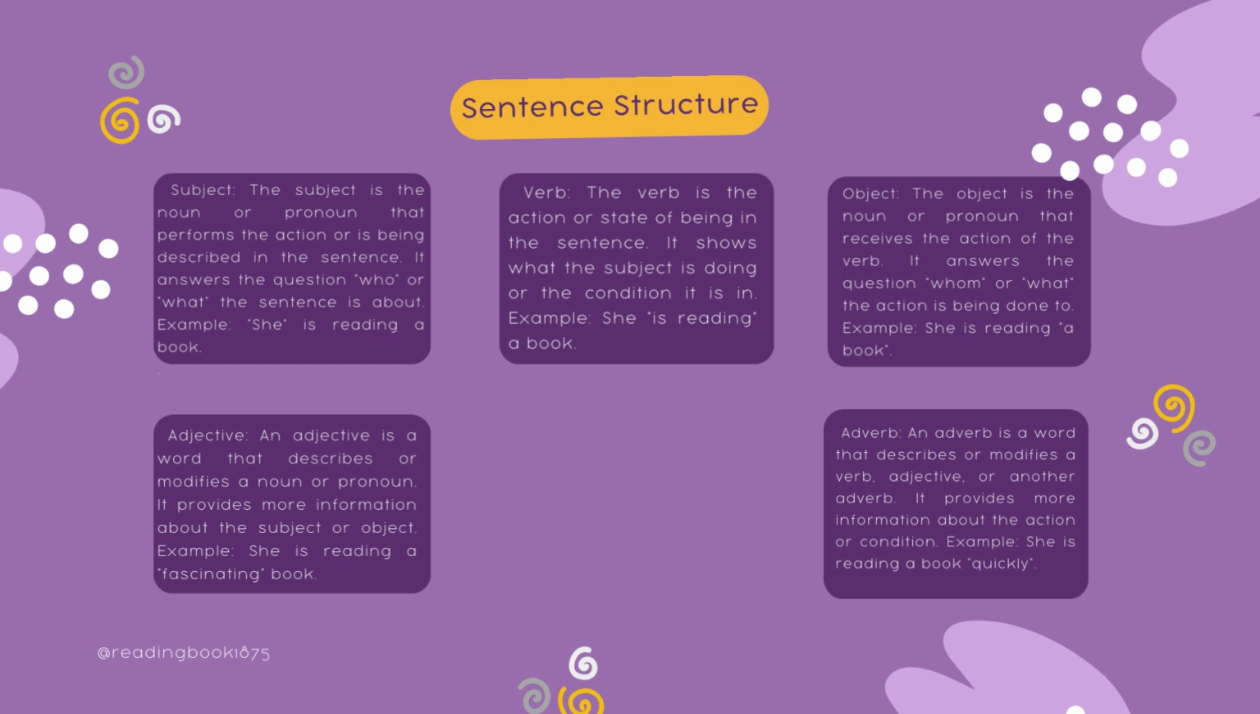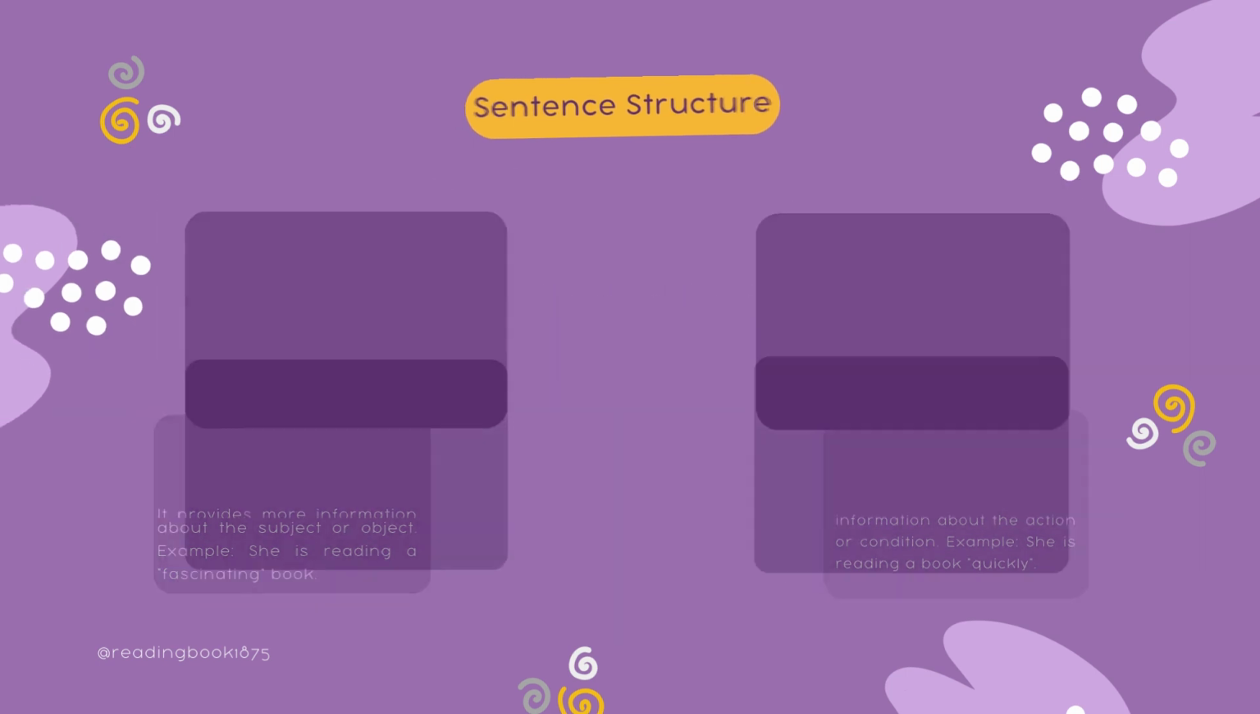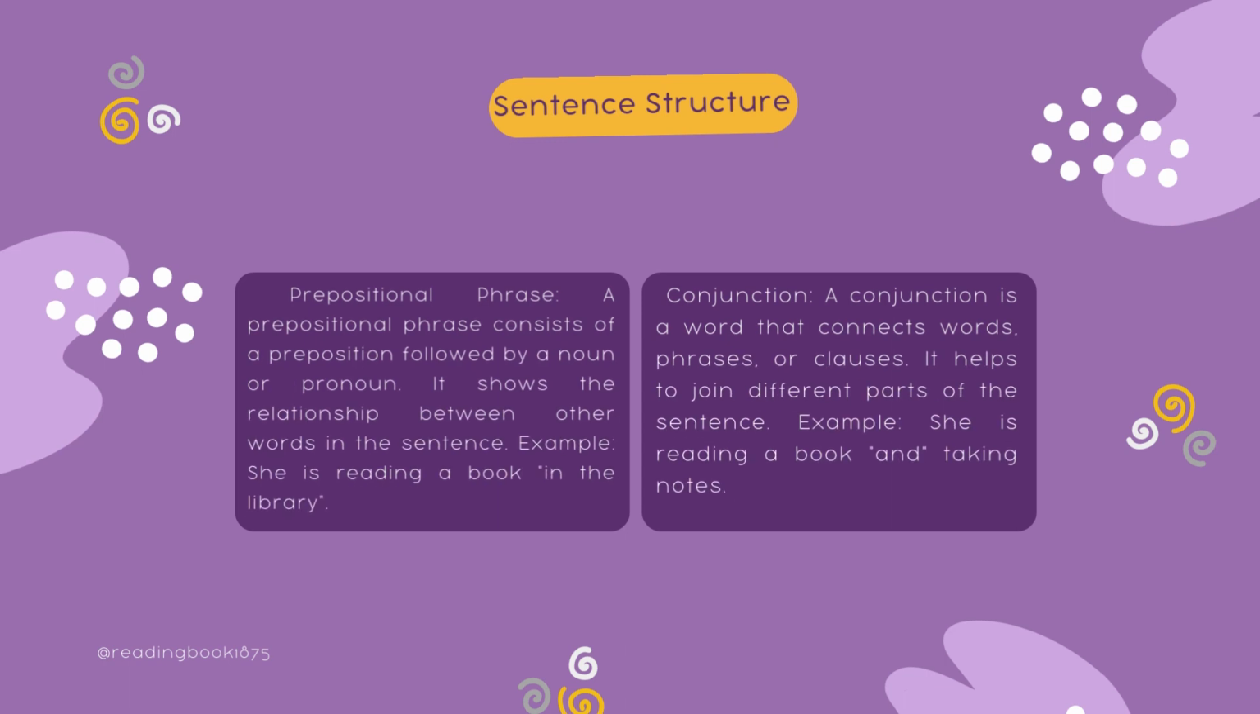5. Adverb. An adverb is a word that describes or modifies a verb, adjective, or another adverb. It provides more information about the action or condition. Example: she is reading a book quickly. Sentence structure. 6. Prepositional phrase. A prepositional phrase consists of a preposition followed by a noun or pronoun. It shows the relationship between other words in the sentence. Example: she is reading a book in the library.